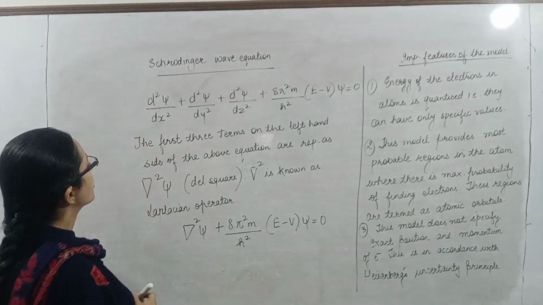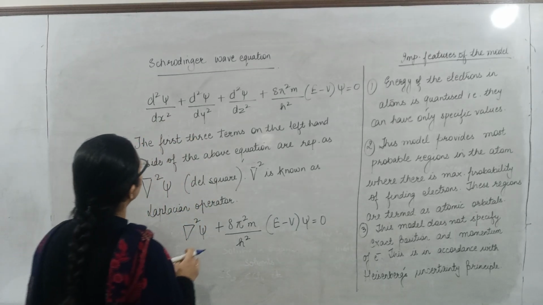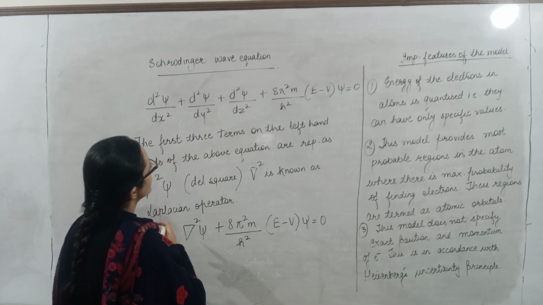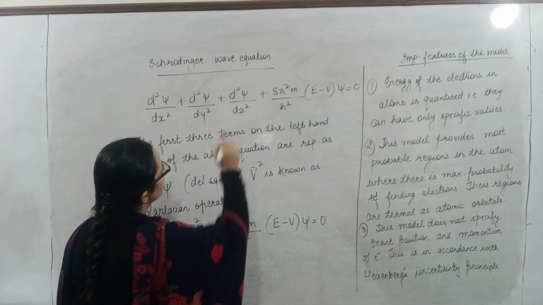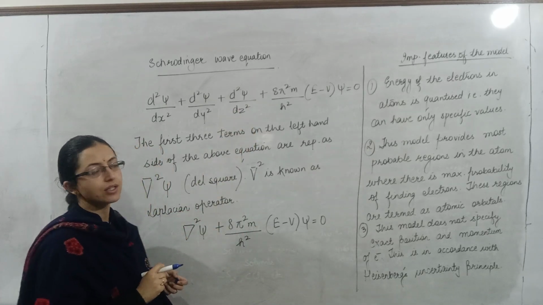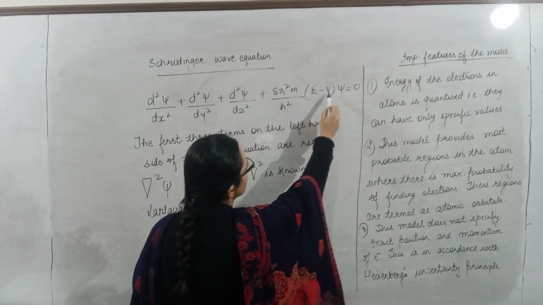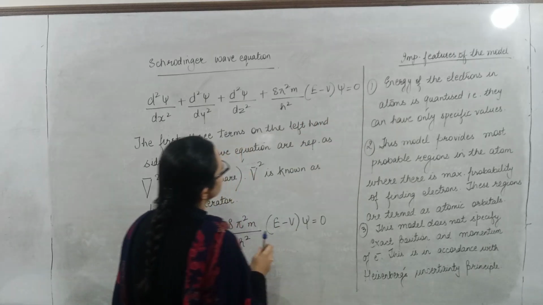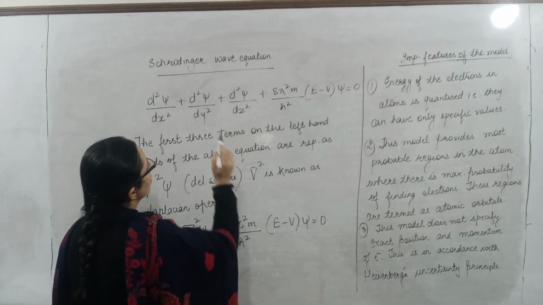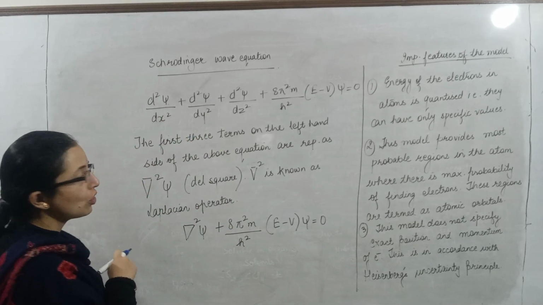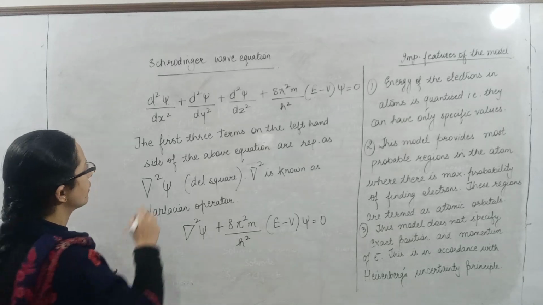Let's see the Schrodinger wave equation. So Schrodinger wave equation is d square psi upon dx square plus d square psi upon dy square, d square psi upon dz square plus 8 pi square m upon h square (E minus V) psi equals to 0. ठीक है, यहाँ पर psi क्या represent कर रहा है? Wave function or the amplitude of the electron wave.